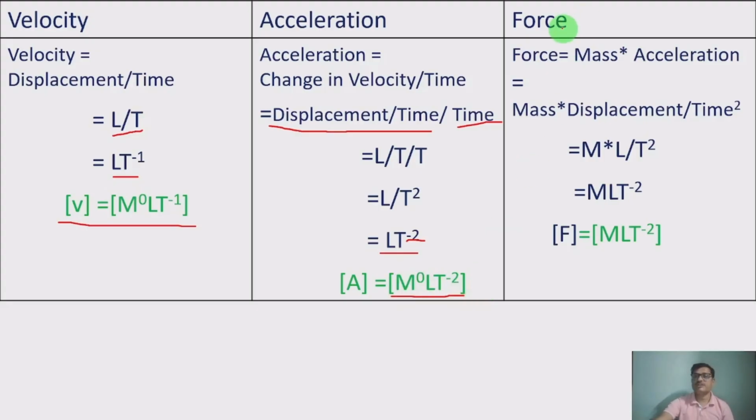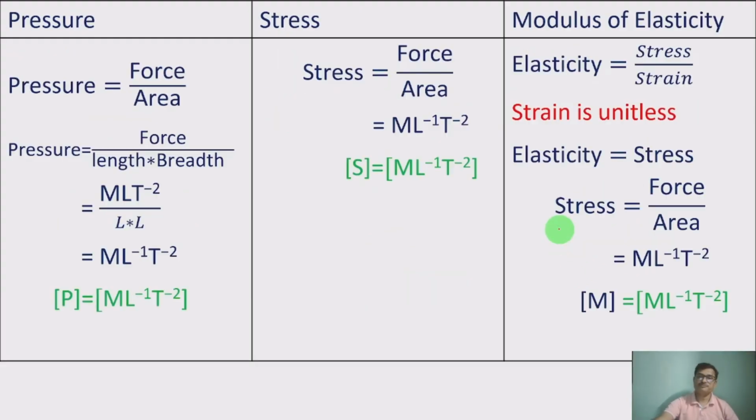And similarly, we will take the force. The force can be written as mass into acceleration. Then mass multiplied with the displacement per time square, then mass multiplied with L by T square, and this can be written as M L T raised to minus 2. Then the dimensional equation for the force, in the square bracket with the symbol of force, is equated with, in the square bracket, M to the power 1, L to the power 1, T to the power minus 2. That is the dimensional equation of the force.